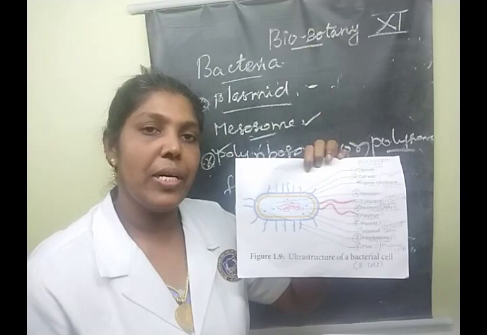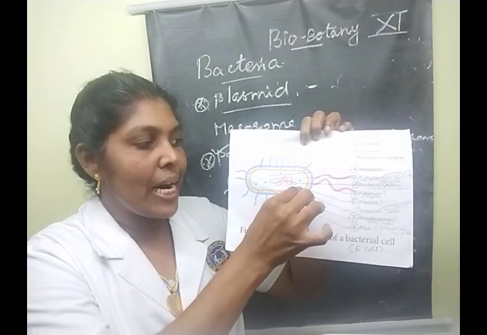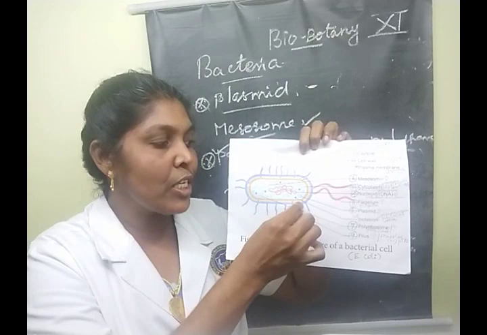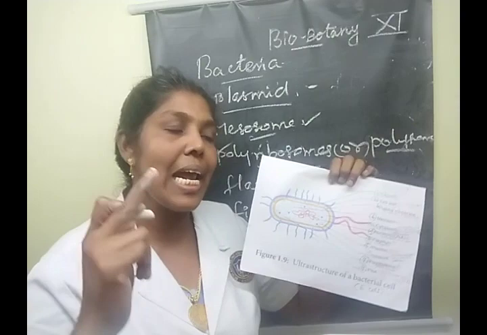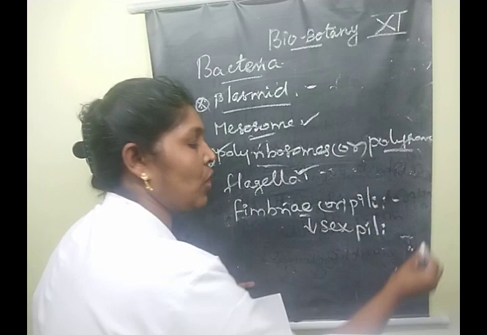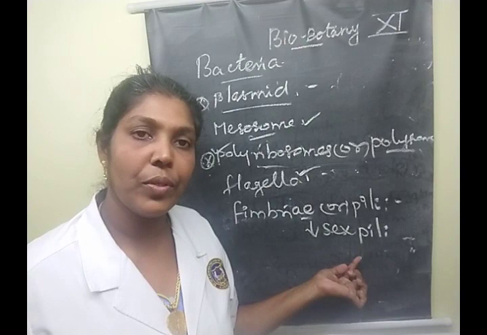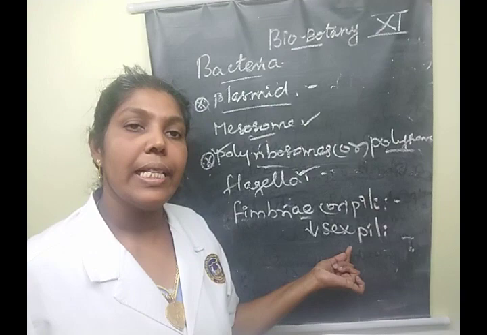So, this is the normal pili. In certain bacterial cells, in addition to the normal pili, they produce another type of pili, called the sex pili. What is the use of the sex pili? The sex pili help in conjugation.